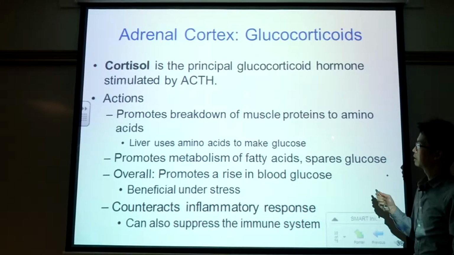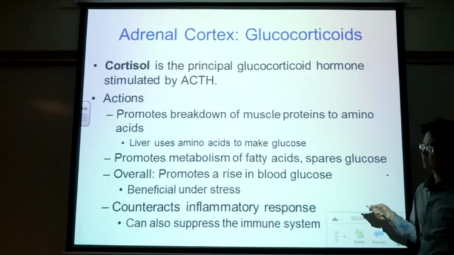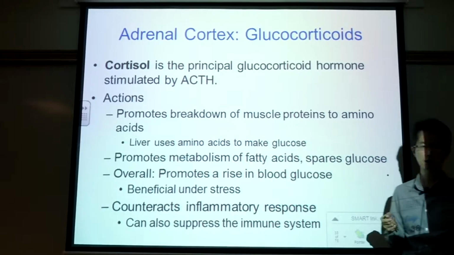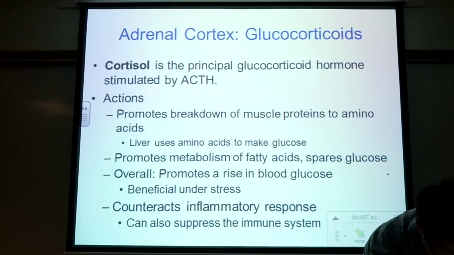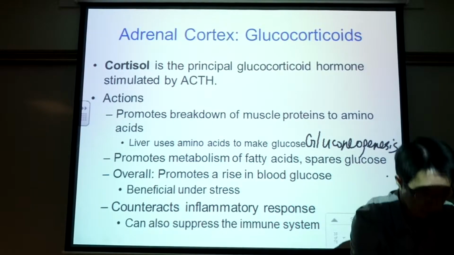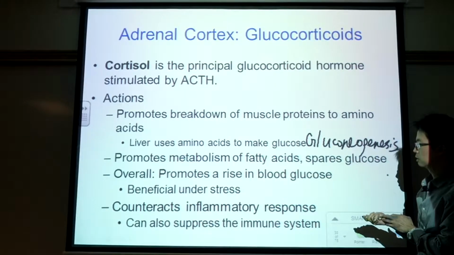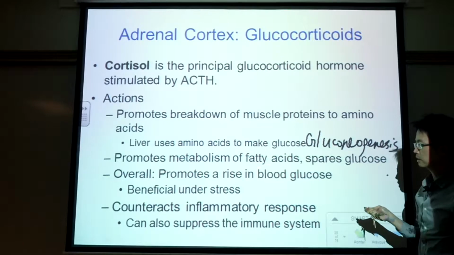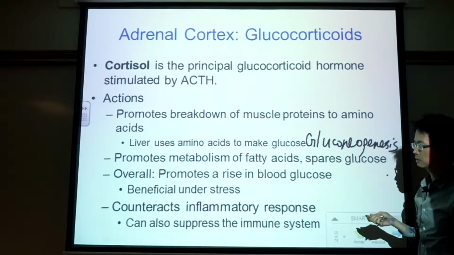What does it do? It breaks down proteins into amino acids so that the liver can use the amino acids to make glucose. We call this gluconeogenesis. It also breaks down body fat into fatty acids so that our liver can also use fatty acids to make glucose. This is another example of gluconeogenesis.